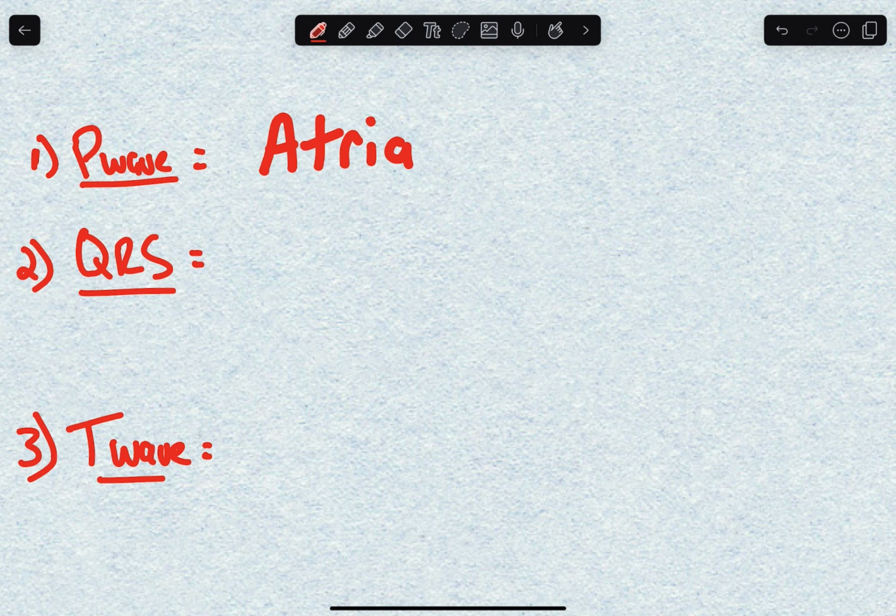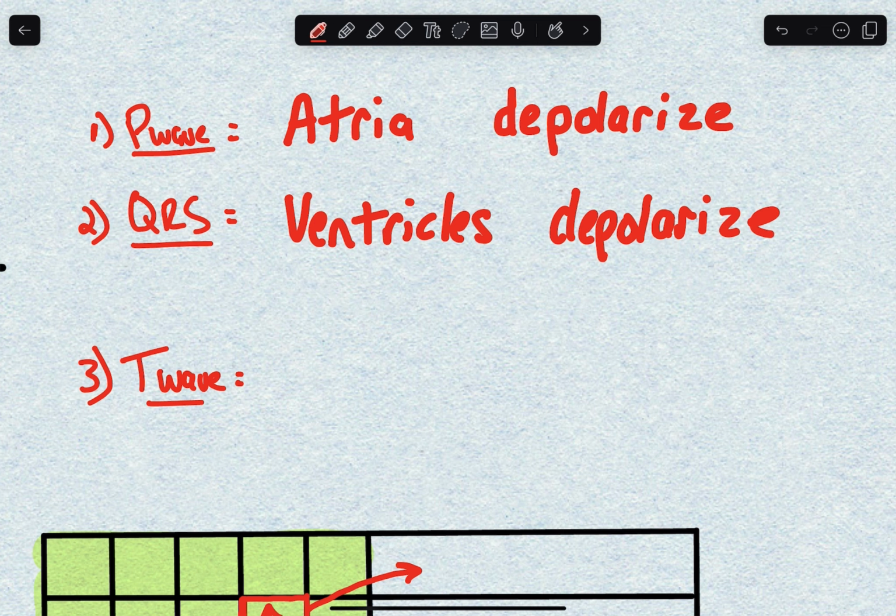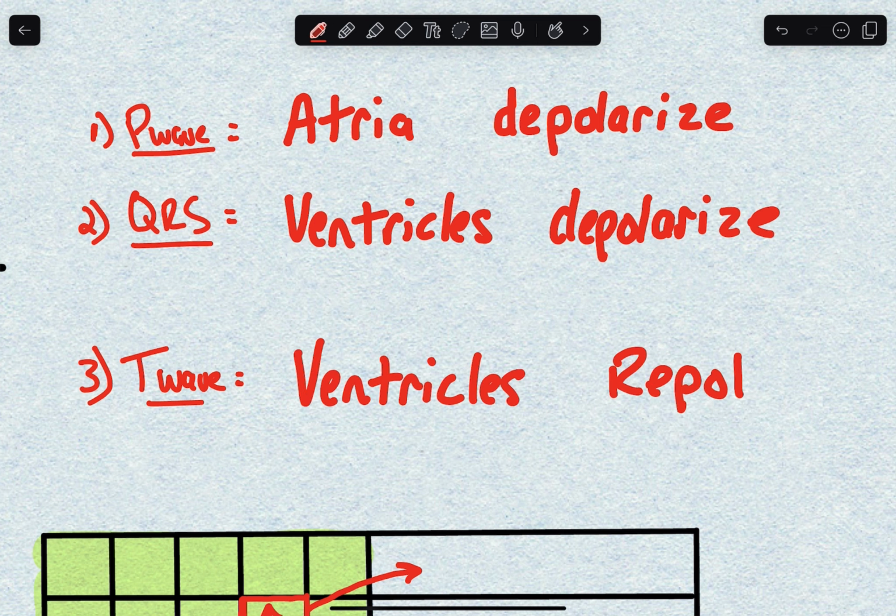The P wave stands for atrial depolarization. The QRS complex demonstrates ventricular depolarization as well as atrial repolarization, and the T wave is where the ventricles repolarize. The specifics of depolarization and repolarization could be a lecture in itself.